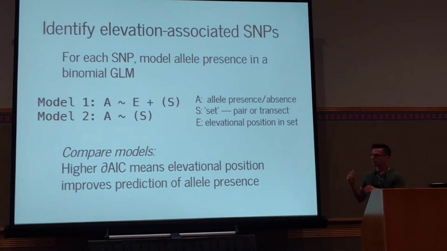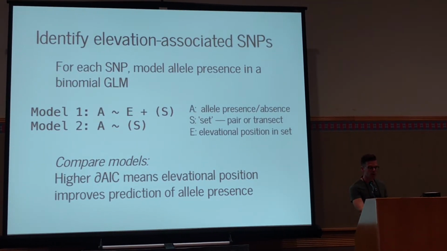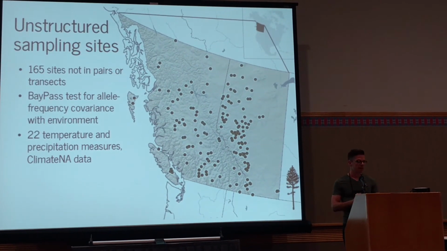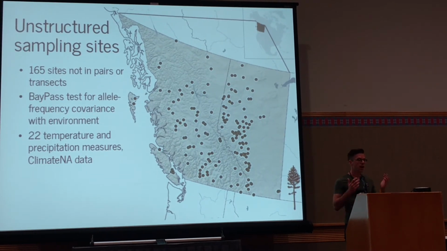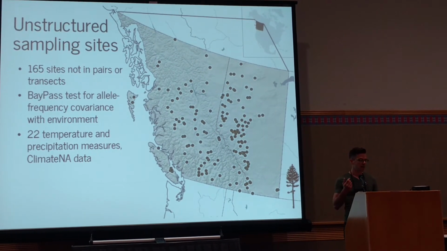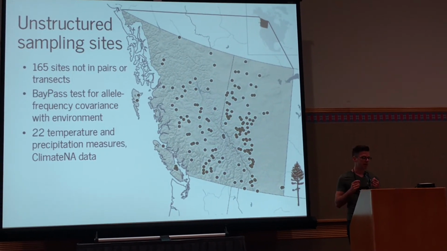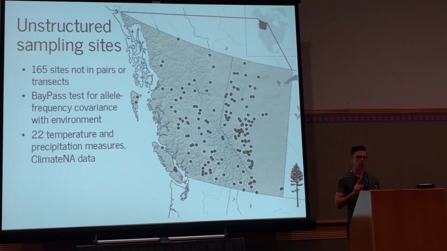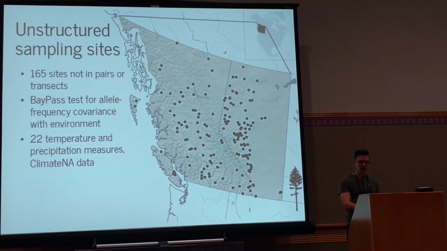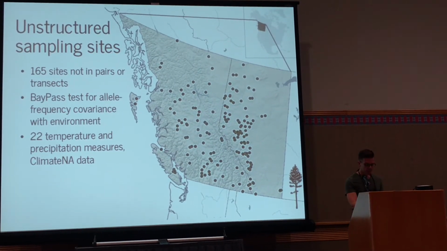And so that's a straightforward a priori way to do this. To compare it to what I would get otherwise, I went ahead and used the rest of the data set as a standard for comparison. So the unstructured sampling sites in the adaptive data set still include 165 sites that are not assigned to a pair or transect. I ran the BayPass version of the BayMD test for allele frequency association with climate, and I did that association against 22 different temperature, rainfall and geographic related variables, all from the sampling sites. And these are compiled from the Climate North America database, which is available online.